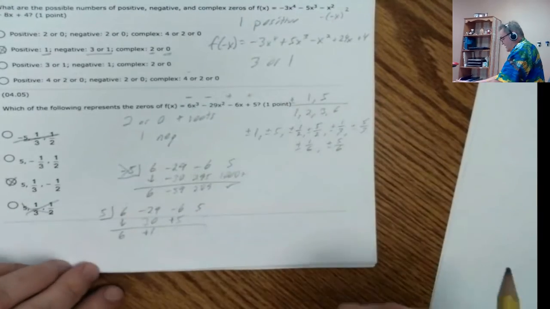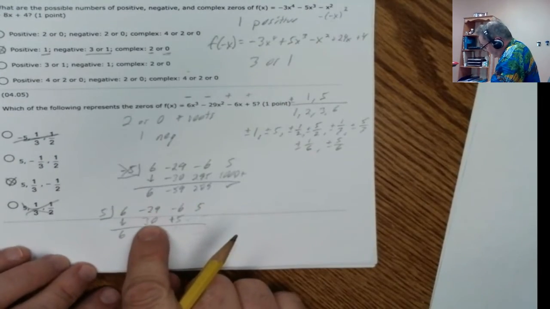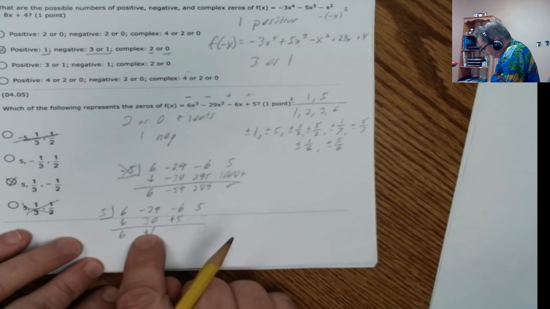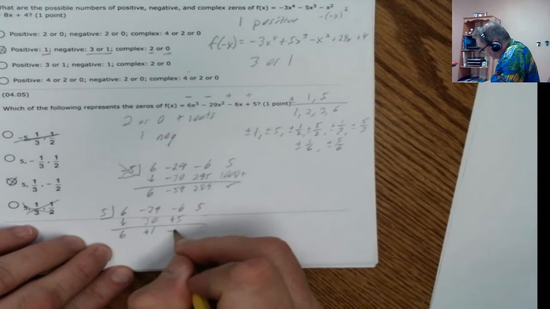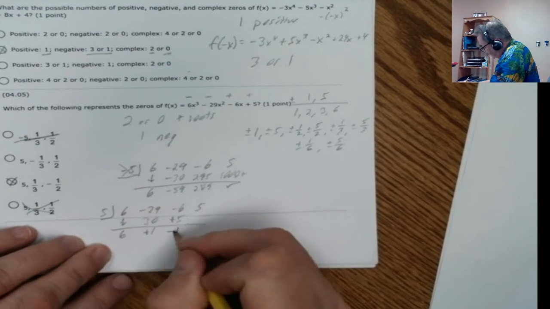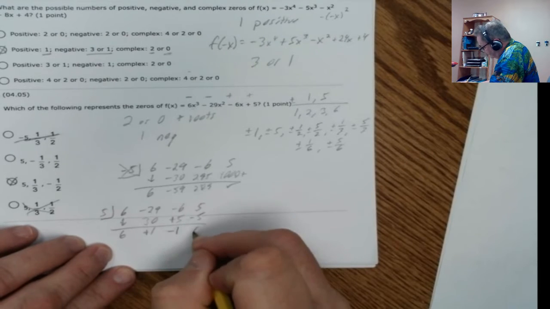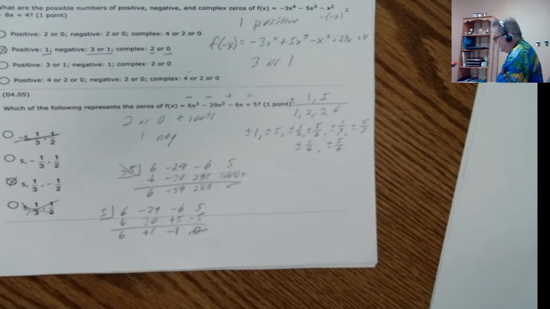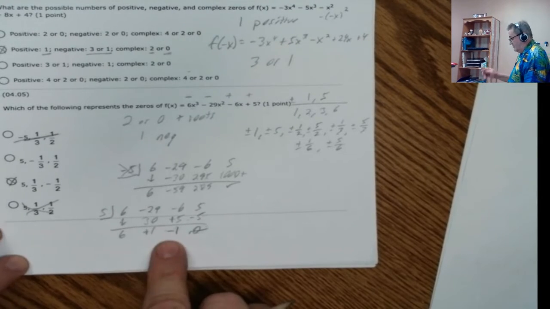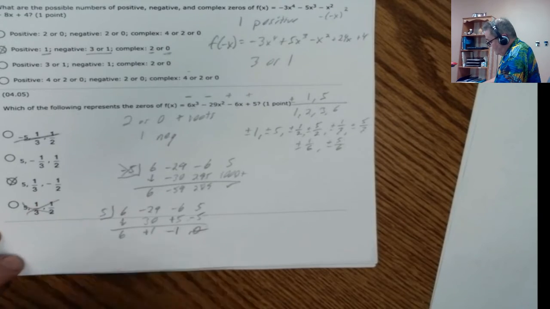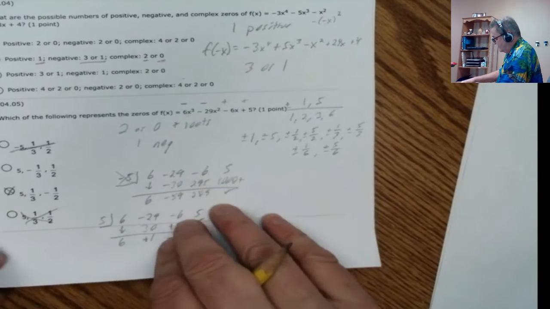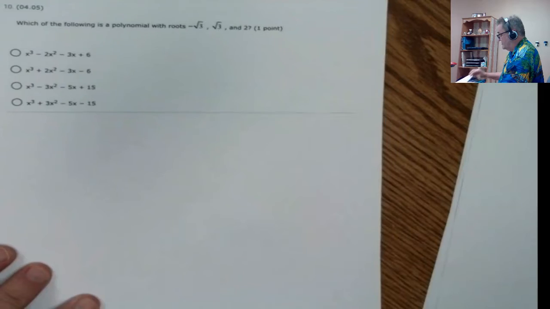You guys probably spotted that and you're yelling at your video screen. Negative 29 plus 30 is a positive 1. 5 times 1 is positive 5. So that becomes negative 1 when I add those together. And 5 times negative 1 is negative 5. It is a remainder of 0. That's what I did wrong. Okay. So that is the correct factors, zeros.